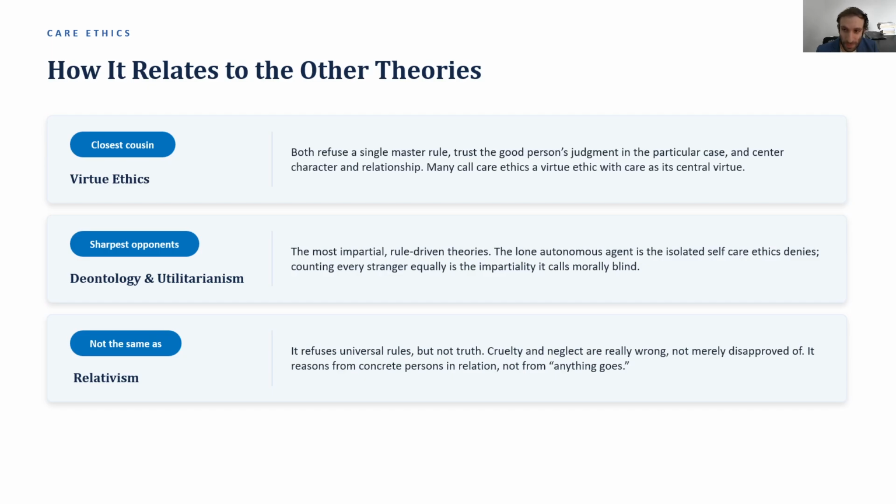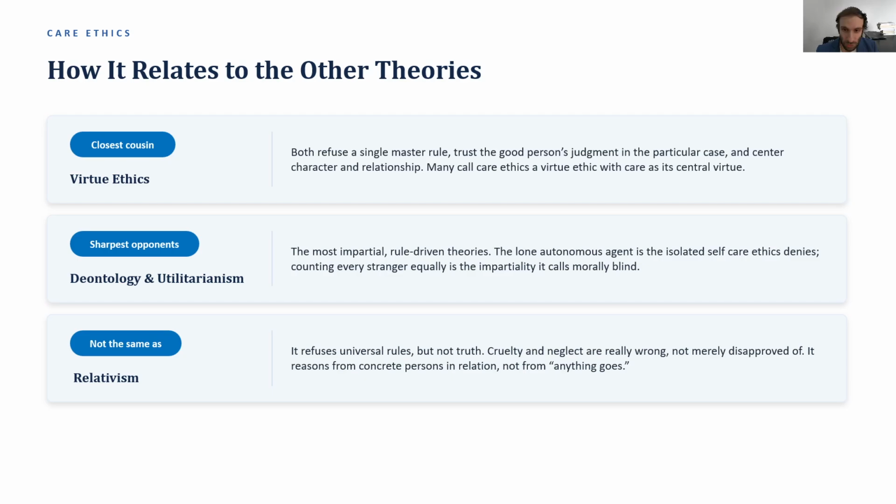These are the most impartial, the most rule driven of our theories, and they are exactly what care ethics is pushing against. The deontologist's lone, autonomous, rational agent is precisely the isolated self that care ethics says never really existed. And the utilitarian's demand that we count every person equally, including total strangers, is exactly the impartiality that care ethics says can become morally blind.